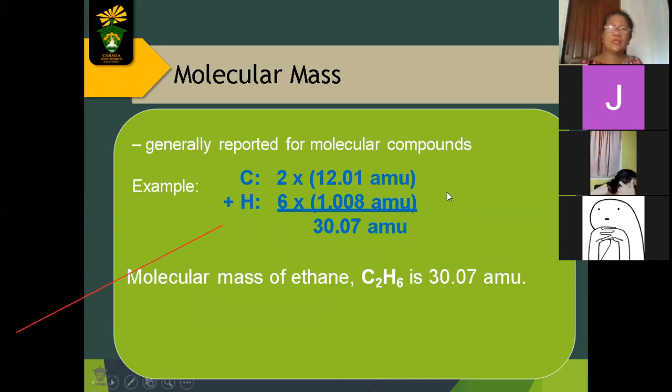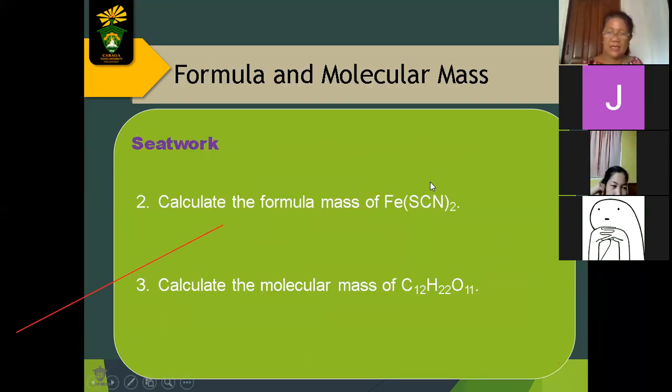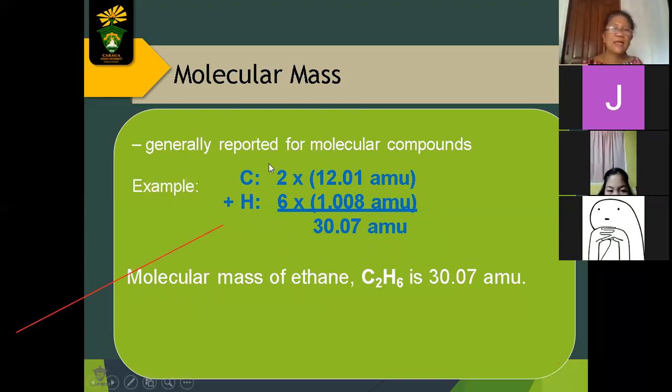We have now the molecular mass. The molecular mass is for ethane. If it is an ionic compound, it is formula mass. For covalent compounds, it is molecular mass. A non-metal added with another non-metal.